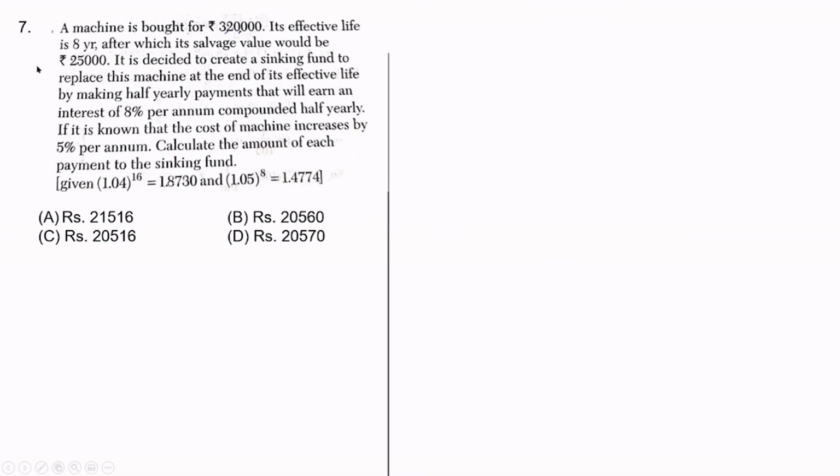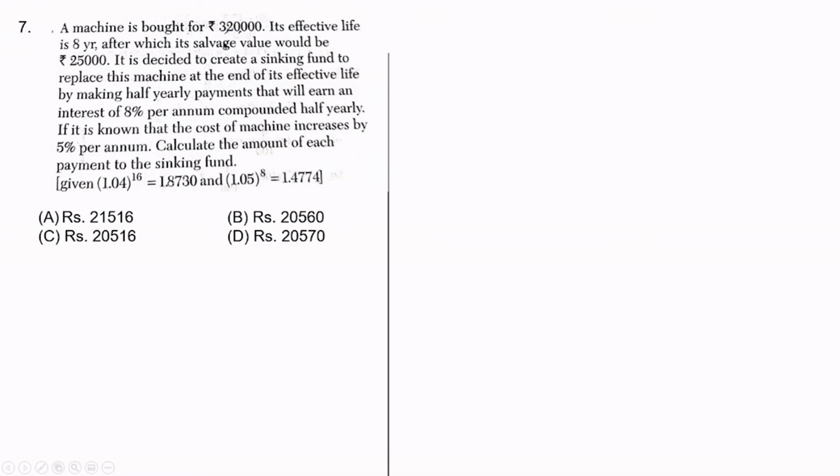The last question in sinking fund: a machine is bought for rupees 3,20,000. Its effective life is 8 years, after which its salvage value would be rupees 25,000. It is decided to create a sinking fund to replace this machine at the end of its effective life by making half-yearly payments that will earn an interest of 8% per annum compounded half-yearly. If it is known that the cost of the machine increases by 5% per annum, calculate the amount of each payment to the sinking fund.